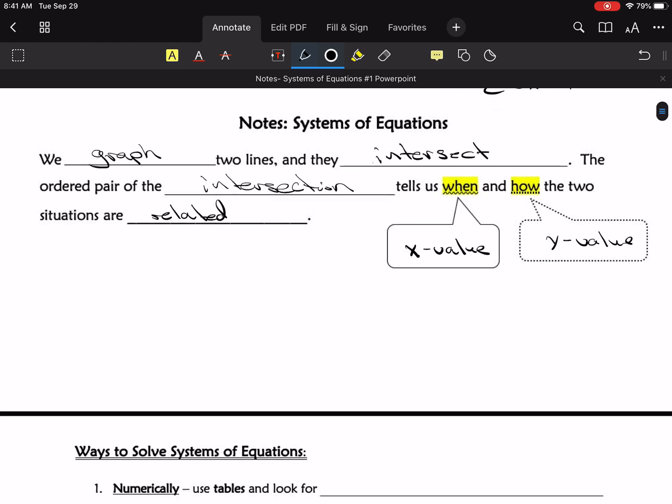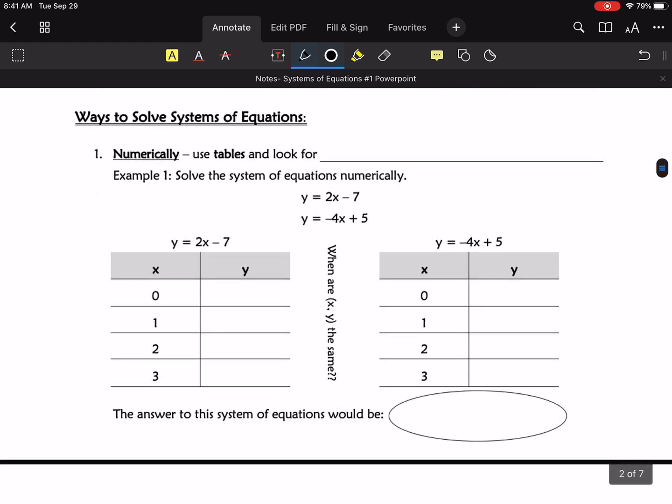So let's look at some ways to solve systems. The first way is numerically. So we want to use tables, right? So we're going to plug in x values and find y's, and we're going to look for matching x, y values in our tables. So I have y equals 2x minus 7, y equals negative 4x plus 5.